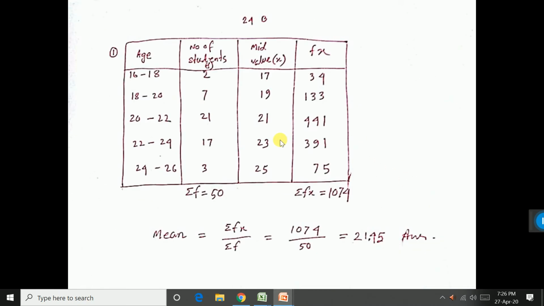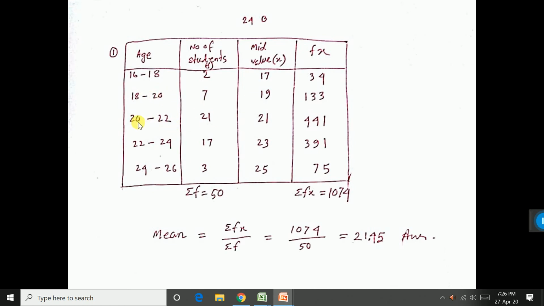Another sum I have done by direct method. Class intervals are given, 16 to 18, 18 to 20. And here number of students is also given, that I have considered here f. F means frequency. So mid value I have to calculate of this, 16 and 18. Mid value is 17. How to get? You add these two and divide by 2. Again add these two, divide by 2, you will get the mid value.